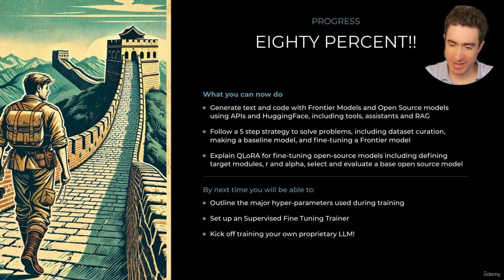So what we're doing next time, there's some more hyperparameters. I know that these hyperparameters can be a bit grueling, but this is where the really important stuff is learned. So there's some hyperparameters that control training that I'll explain to you. We're then going to set up something called a supervised fine-tuning SFT trainer, which is where it all happens. And then we're going to kick off training. You're going to be training your own proprietary large language model based on a LLaMA 3.1 base model. And we're going to be doing it in the next session. So I will see you there.